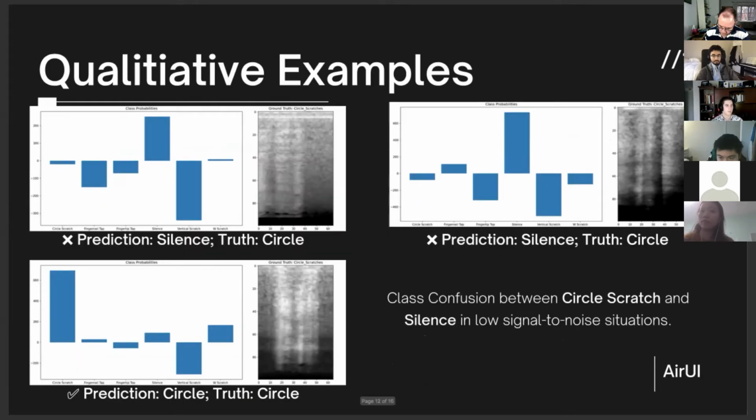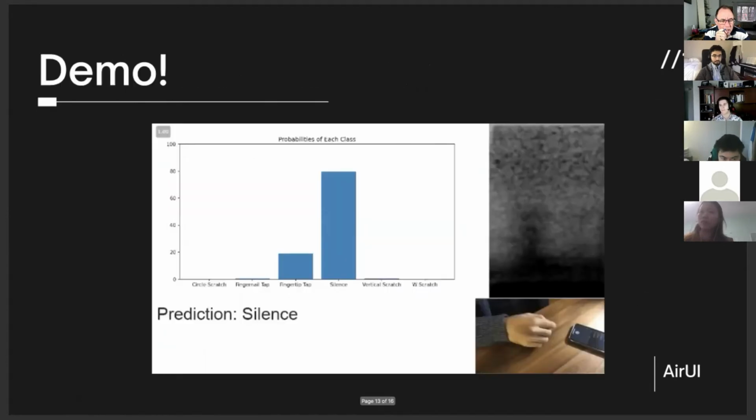Next slide. In our qualitative examples, we have some incorrect predictions for our problematic class, and we can see from the top two examples that the scratch, which is the image on the right side, spans the entire frame and can even exceed the frame in length because of our cropping. This makes it appear similar to background noise, and this is compounded by the particularly low signal-to-noise ratio of the circles class. Next slide. We're going to move to our demo now.